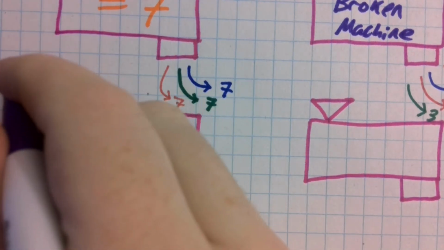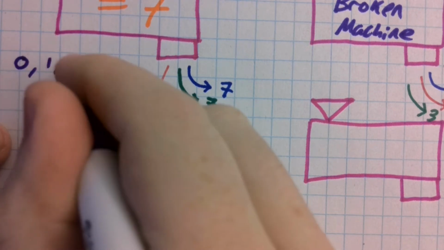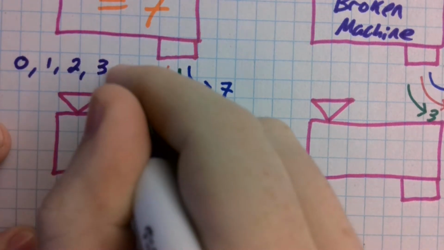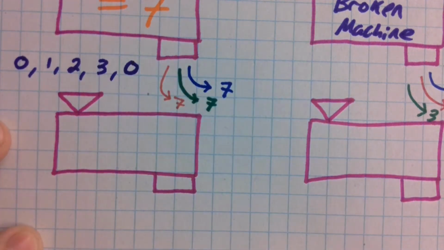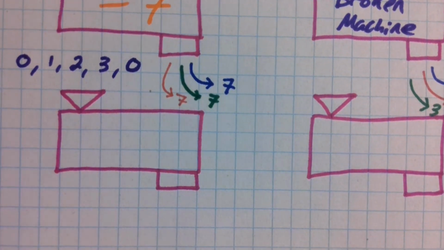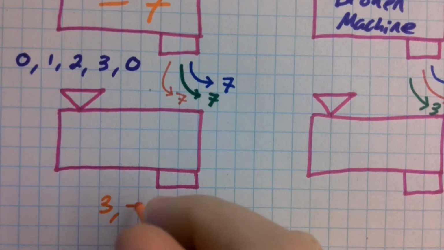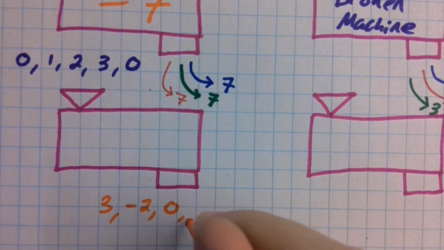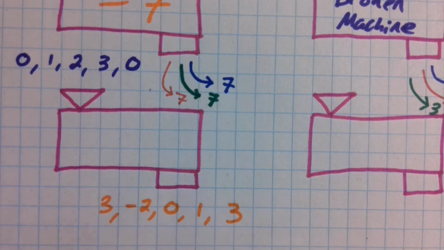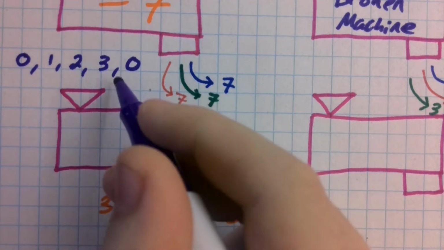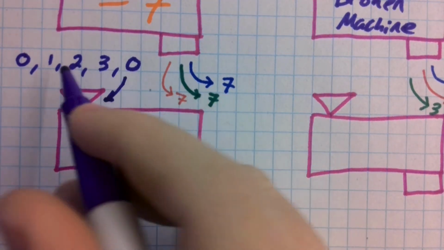Here's what I'm plugging into my machine. I'm plugging in the numbers 0, 1, 2, 3, and I'm going to plug in a 0 again. If I plug all these into my machine, here's what pops out. The first thing that pops out is a 3. Then we get a negative 2, then a 0, then a 1, then a 3. Obviously, the rule here is going to be really tricky to find, if there is a rule at all. But our goal should be to figure out if this machine is working or if it's broken.